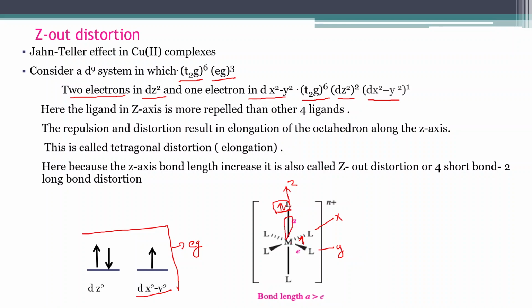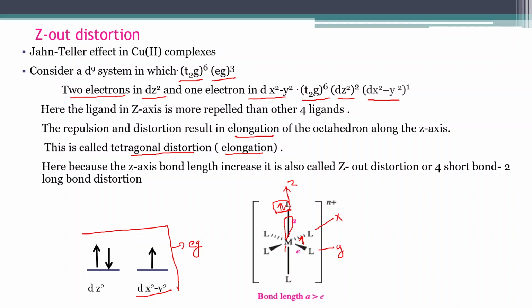the z axis will get elongated here. The z axis is getting elongated, we can see, because of the repulsion and distortion due to the two electrons present here. This results in an elongation of the octahedron along the z axis, and this type of distortion is called tetragonal distortion, elongation. I will explain it to you. And because of the presence of two electrons, to lessen the repulsion, the z axis will get elongated. That means the ligands will be going further away from the metal.